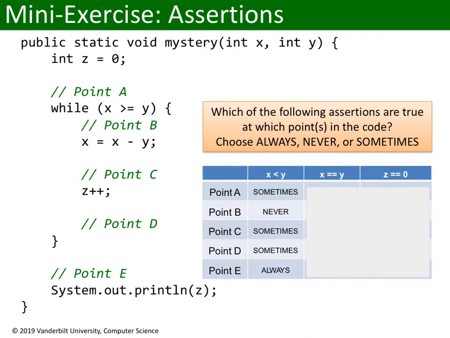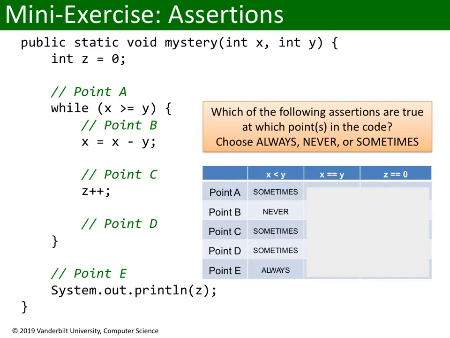X equals x minus y. Well, if x had been 6 and y were 3, then x equals x minus y would have x have the value 3 and y have the value 3. So at point C, that's a way that x and y could be equal. However, we've also talked about ways in which x could wind up being greater than or less than. So definitely a sometimes. We're not adjusting the value of x or y at point D, so that is also sometimes.